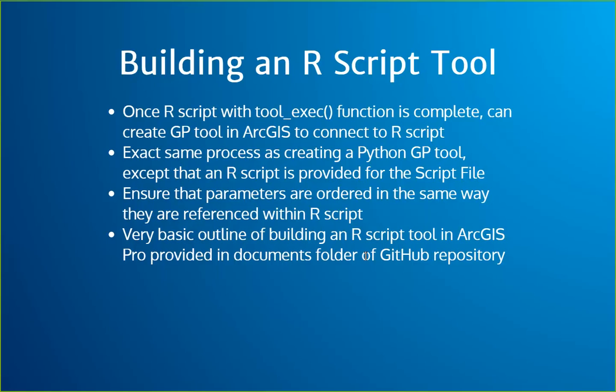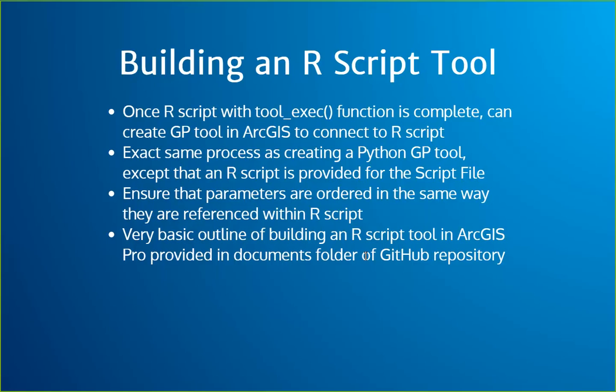This is the exact same process if you've ever created a Python script tool, except that now you'll be providing an R script for the script file. The only thing that's really important is that you have to ensure that the parameters are ordered in the exact same way they are referenced within the R script. I've included a very basic outline of building an R script tool in ArcGIS Pro in the Documents folder of the GitHub repository, so you can find it there.